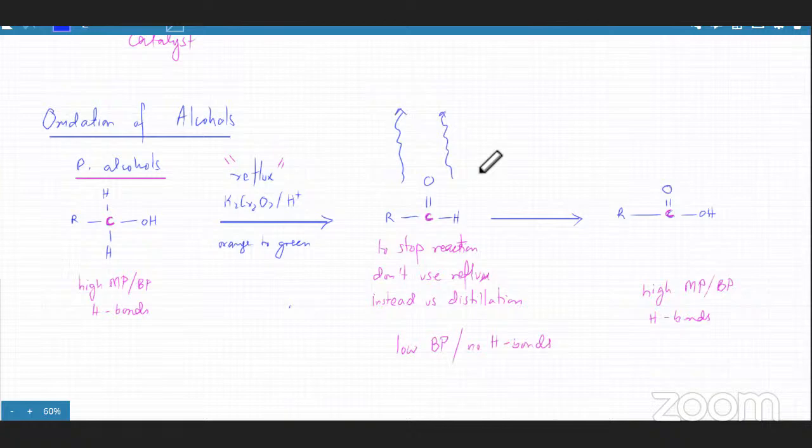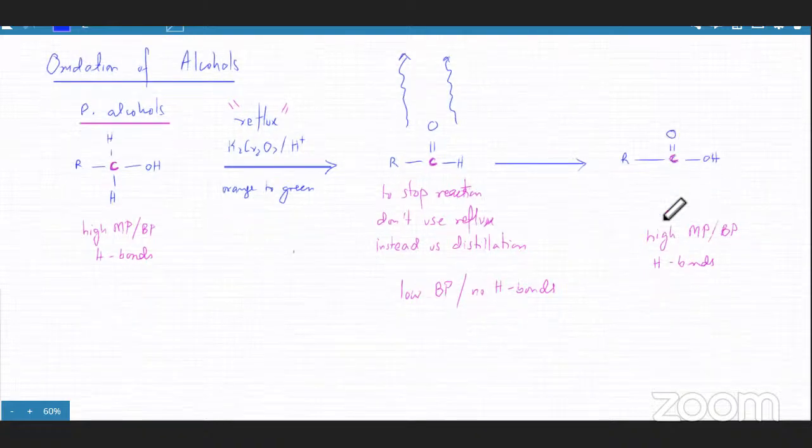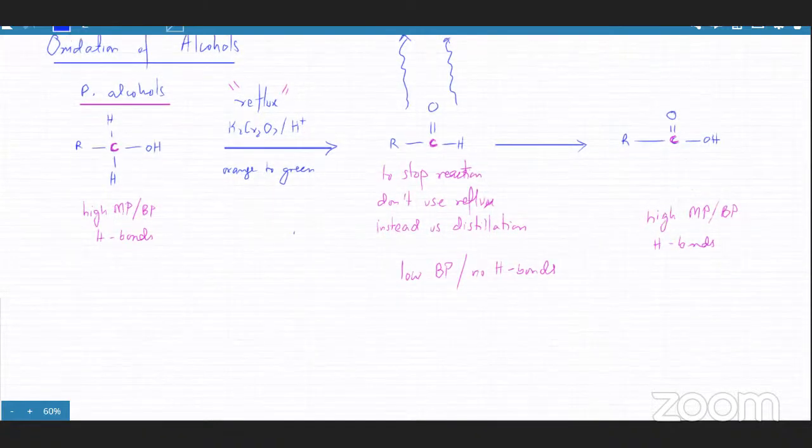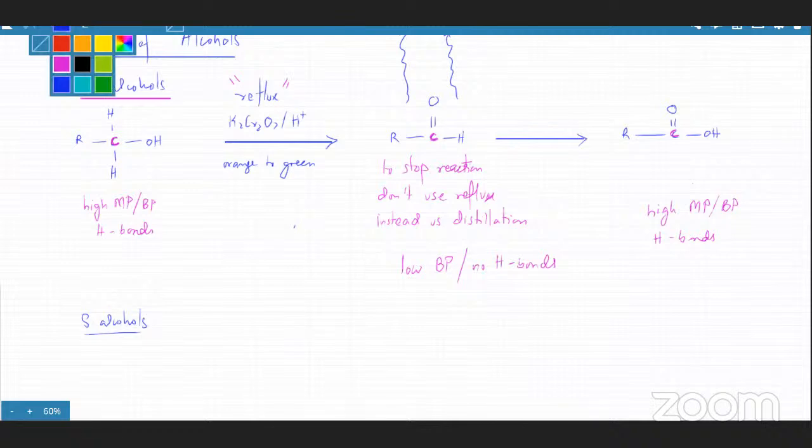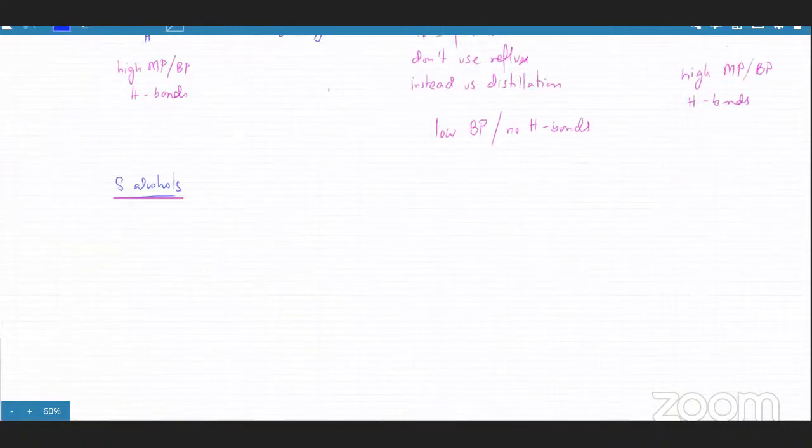So just remember that primary alcohols change into aldehydes and then into carboxylic acids. And similarly, you have secondary alcohols. What are secondary alcohols? The alpha carbon would be bonded to two carbon chains. Secondary alcohols are easy. That is going to have two carbon chains, and there's going to be an OH and an H.